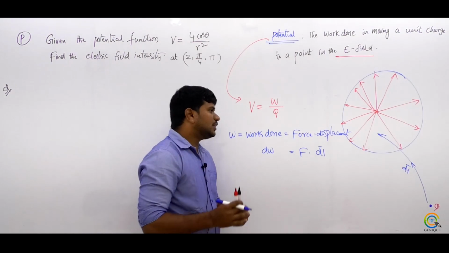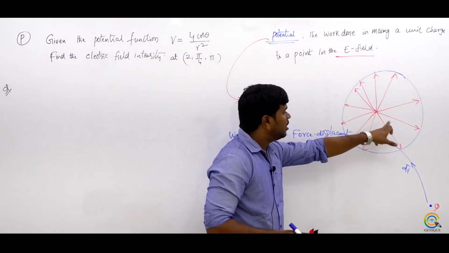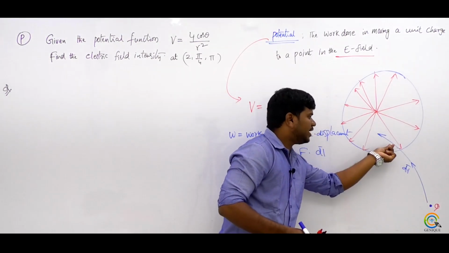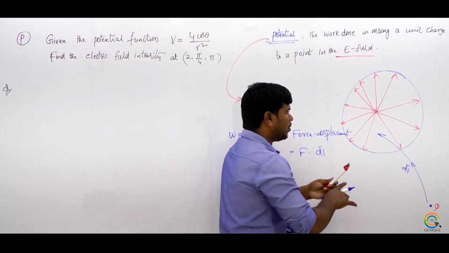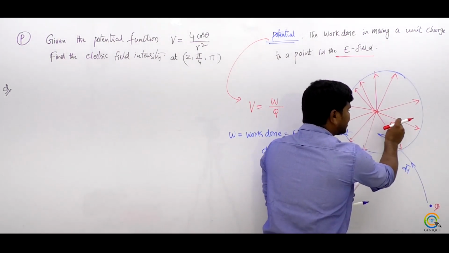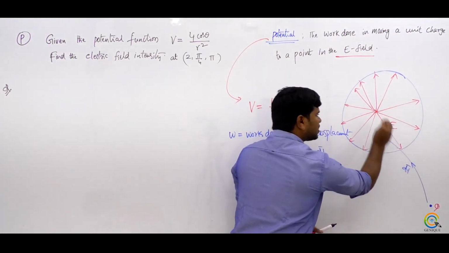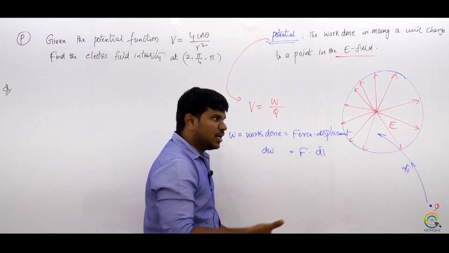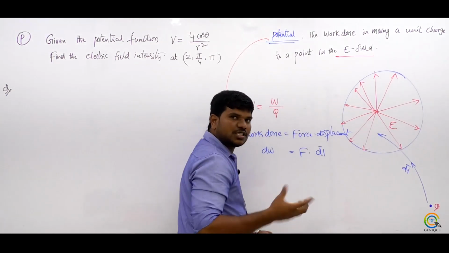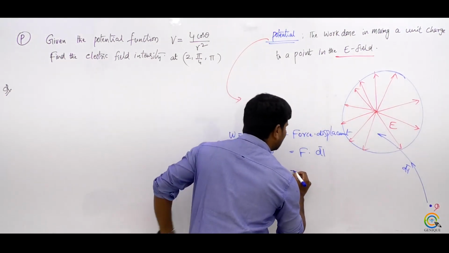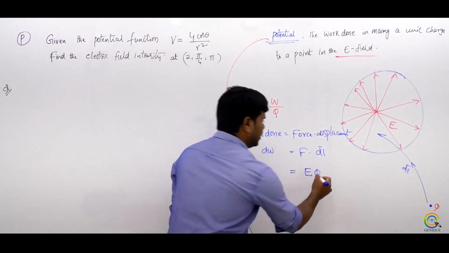Okay, so one thing you have to know is what is meant by force. The force exerted on this charge while moving here is the force exerted by this electric field. Already you know, this is the electric field. It will exert some force on this charge while it is coming into this field. Okay, so that is called the force. So the force on this charge due to the electric field can be written as F equals to E into Q into dl.